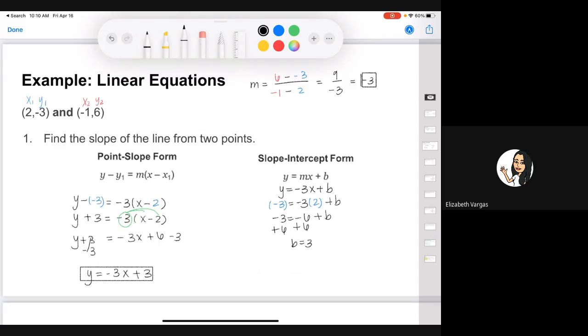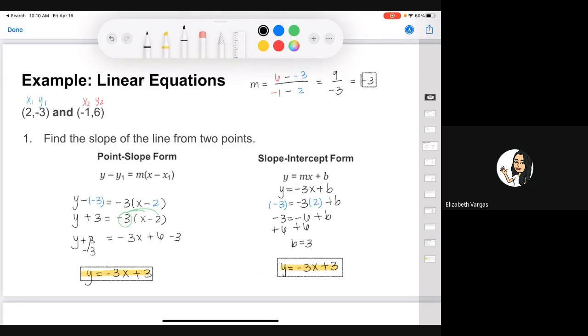And now that I know b is equal to 3, I'm just going to plug that in. So y equals, what is my m? -3x. And then my b now is 3. So I put 3 in. And so that gives me my resulting equation. And what you'll notice is I get the same equation both ways. So it really just depends on whatever your preference is to solve.